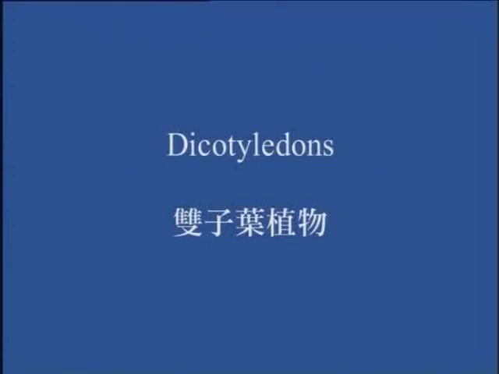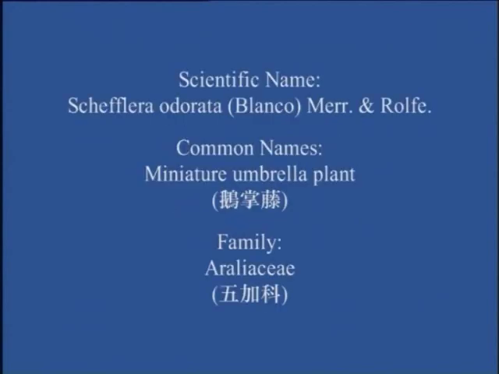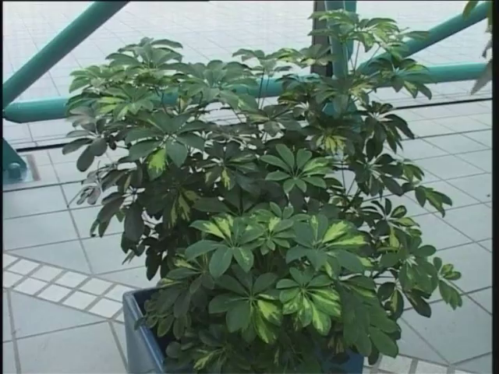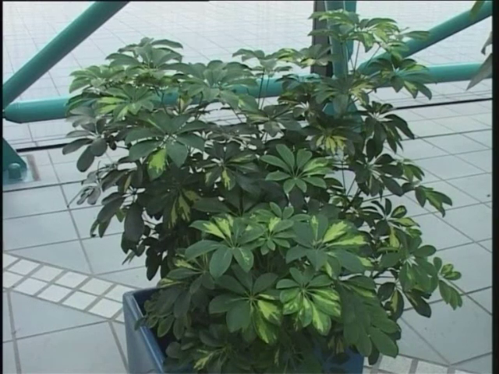Dicotyledons. Miniature umbrella plant. Araliaceae. This is a common bushy vine, usually planted as an ornamental plant. It is always easily recognized with its leaf form.